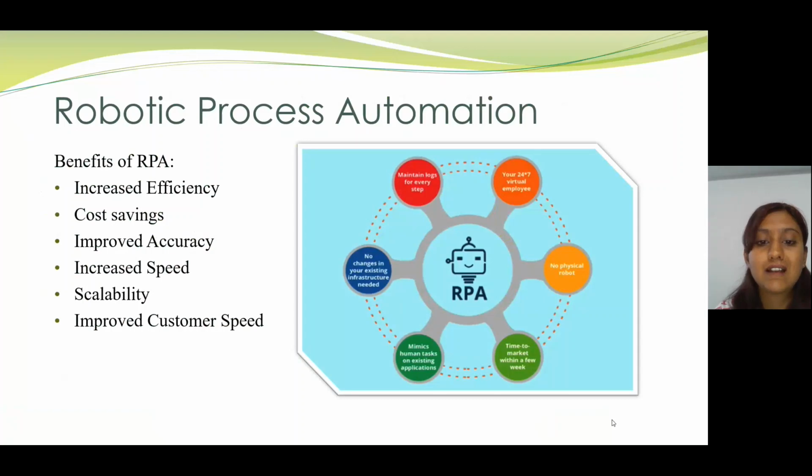RPA automates tasks and completes them faster, enabling companies to meet tight deadlines and reduce project completion times. Then there is scalability. RPA can be scaled easily to meet a company's changing needs, allowing it to grow and adapt rapidly. It also improves customer experience by reducing processing times and errors. It significantly enhances the customer experience, which can lead to increased loyalty and improved brand.